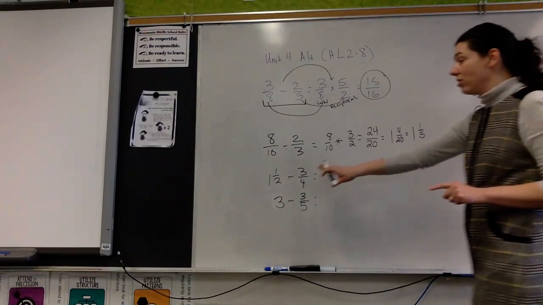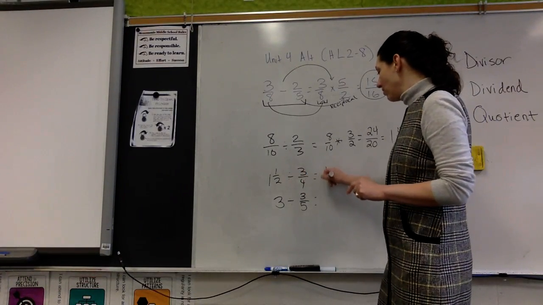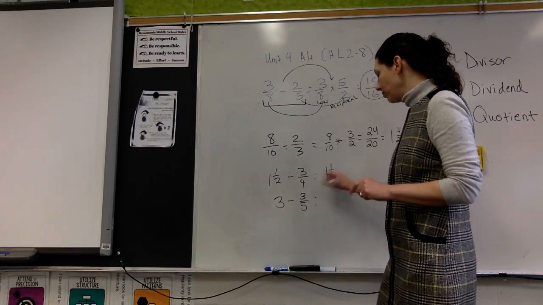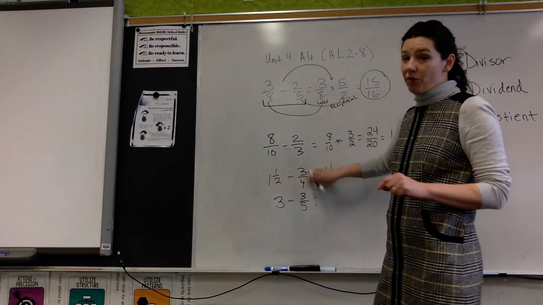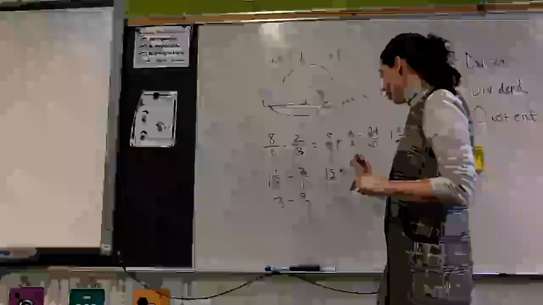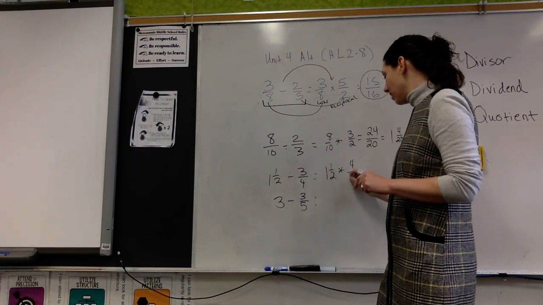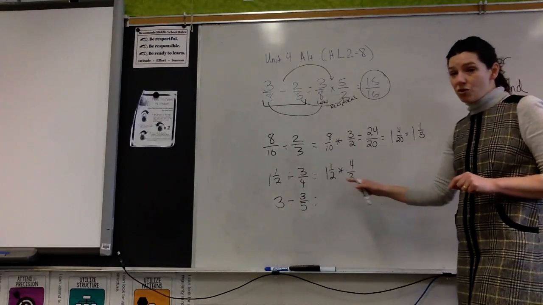Let's try that with this one. So 1 and 1/2 stays the same. I change the division to multiplication. I flip 3/4 to the reciprocal, so 4 is now on top and 3 is on the bottom. Now, I have two choices for this.